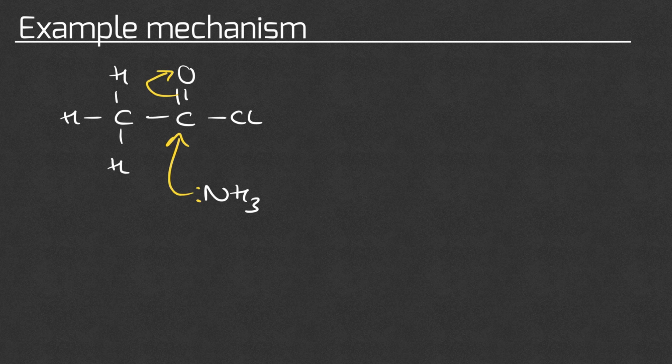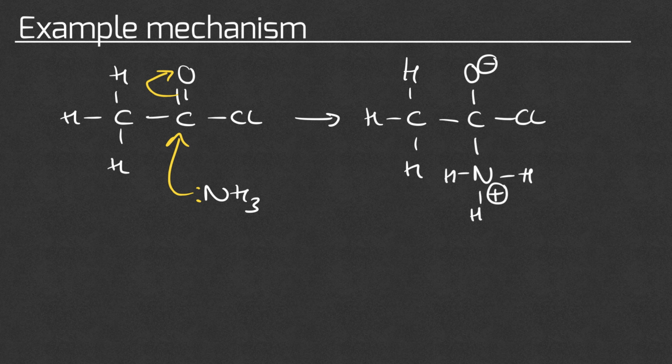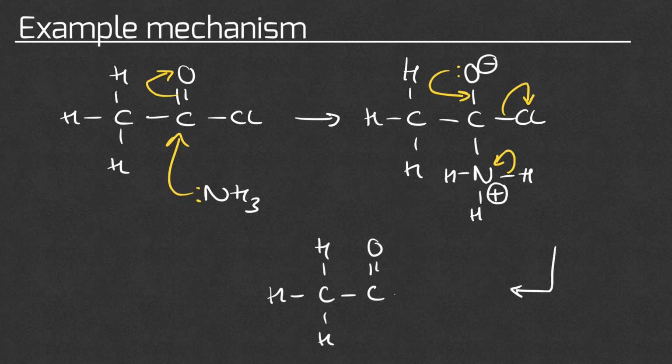The lone pair on the ammonia will attack the carbon, and the carbon-oxygen double bond will be broken. This will give an intermediate structure with the oxygen with a negative charge and the nitrogen with a positive charge. The lone pair on the oxygen will reform the double bond, eliminating the chlorine, and one of the hydrogen-nitrogen bonds will be broken with the electrons going to the nitrogen. This will form the desired amide product.